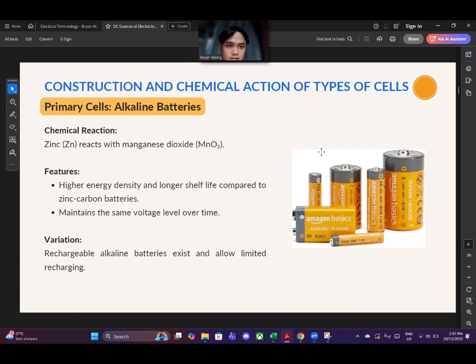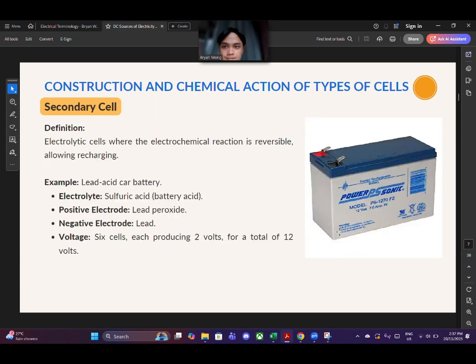This is based on this diagram here. This shows an alkaline battery. Alkaline type battery. You can see here, it states here on the battery.